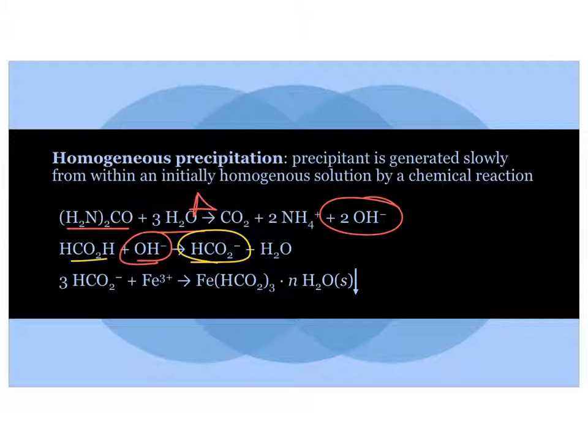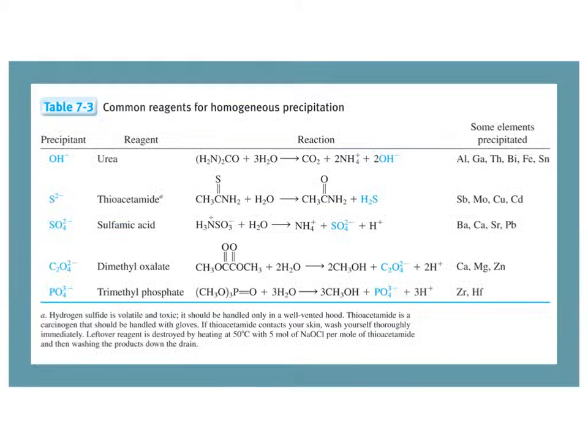3 moles of formate ion then react with our iron 3, which is our analyte of interest. So this is what we're trying to precipitate out. We see that we made this iron 3 formate complex with several waters of hydration associated with it. We see this downward arrow, which is emphasizing that this precipitates out as a solid.